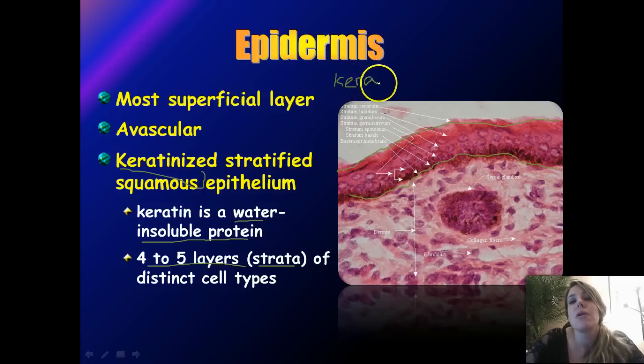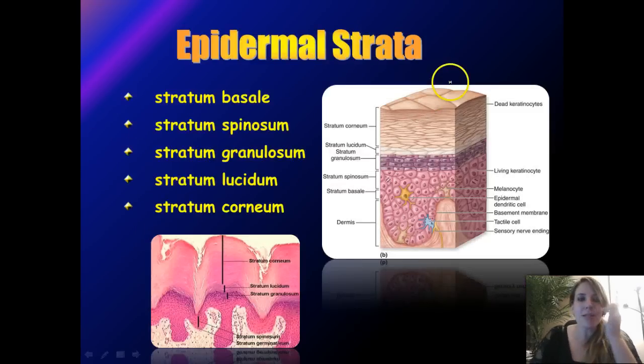This is actually going better than I thought. Keratin, that's the protein. But then it's a cell, so we're going to say cyte. And you know that cyte refers to cell. So the keratinocytes are producing the keratin. Okay, so here are the 5 layers, the 5 strata of the epidermis.